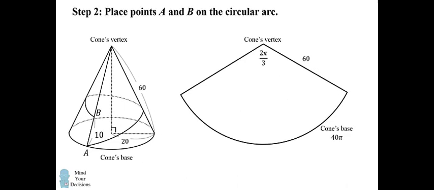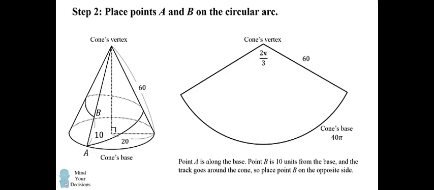Next, we will place points A and B on the circular arc. So what happens when we unwrap this cone into a circular arc? Well, point A is along the base, so we know it'll have to be somewhere along the base of this circular arc at the very edge. Point B is 10 units from the base, and the track goes around the cone. So point B is going to be on the opposite side of where we place point A.